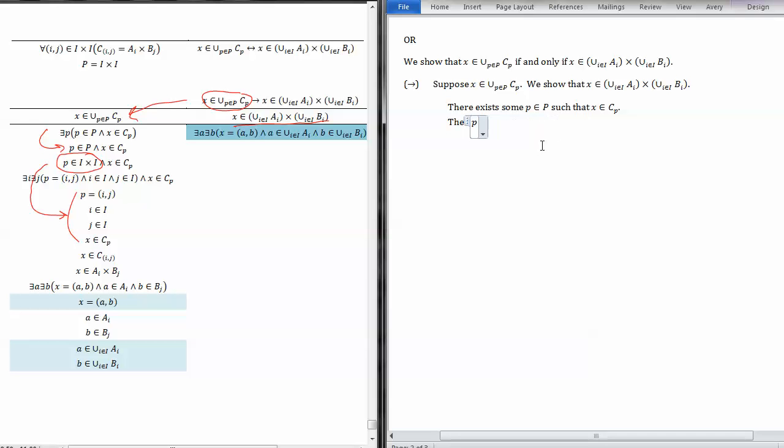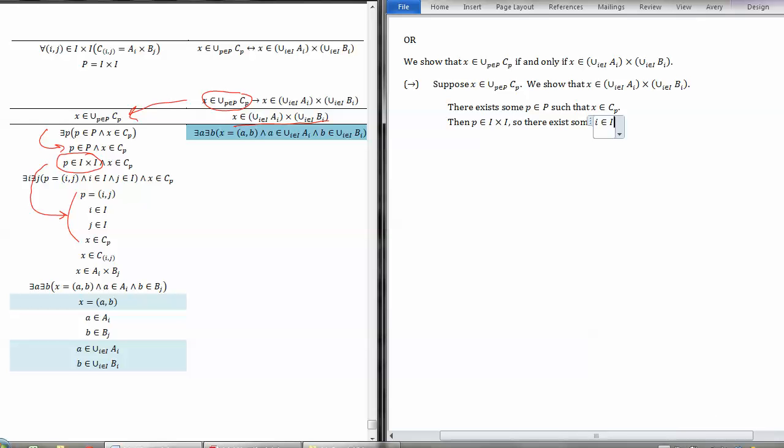Say then P is in I times I. So there exists some I in I. And my daughter's coming. I need to pause for a moment. I'll be back in a bit.